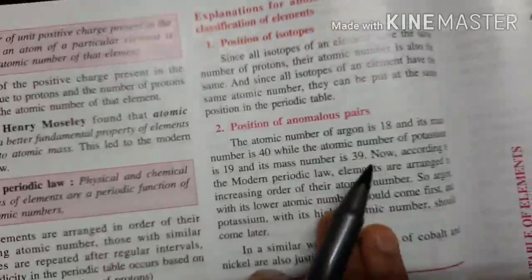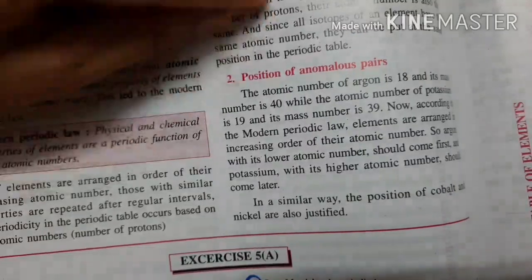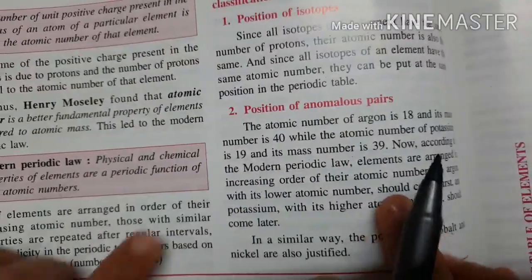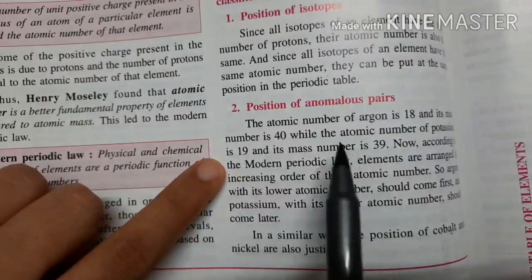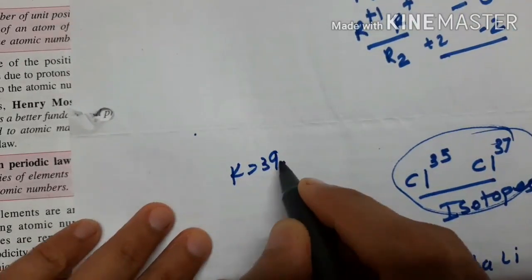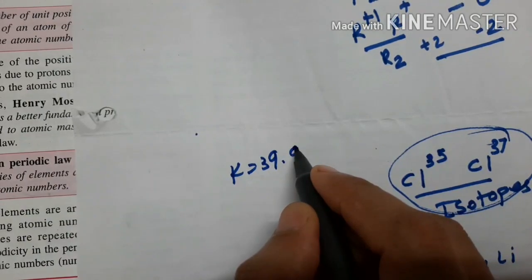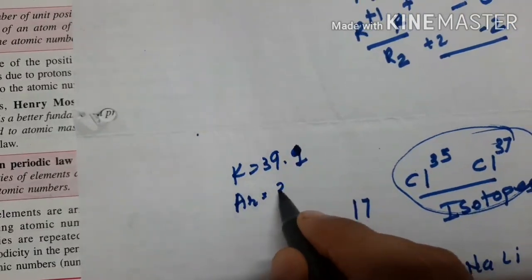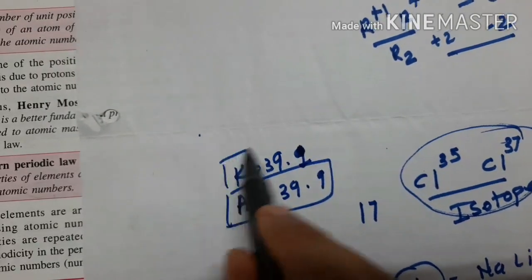Okay, now the second problem, the position of the anomalous pair, which means the anomalous pair, he told, the potassium and the argon. Argon has atomic number 18 and potassium has 19. So, Mendeleev already gave that potassium has 39.1 atomic mass and argon has 39.9. So, argon should be first, but instead of argon, he kept the potassium.